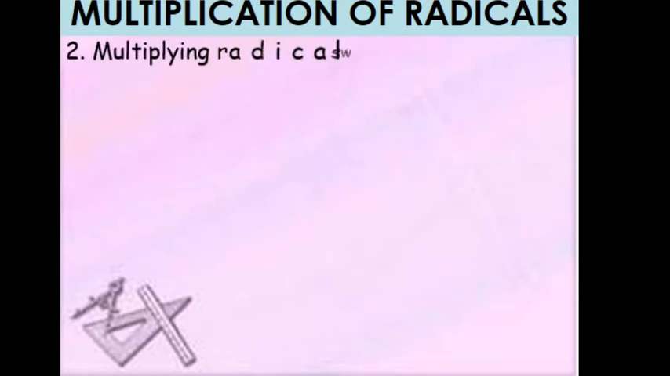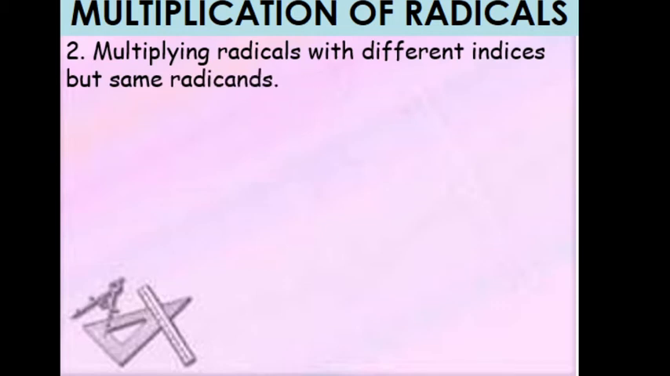Next, second case of multiplying radicals. Multiplying radicals with different indices but the same radicands. Kung kanina sa unang case ng ating multiplication of radicals ay magkatulad ang index, dito naman magmumultiply tayo ng magkaiba ang index. Halimbawa, cube root times square root. Pero dapat magkatulad ang radicand. Ang radicand, ito yung number na nasa loob ng radical sign or symbol.